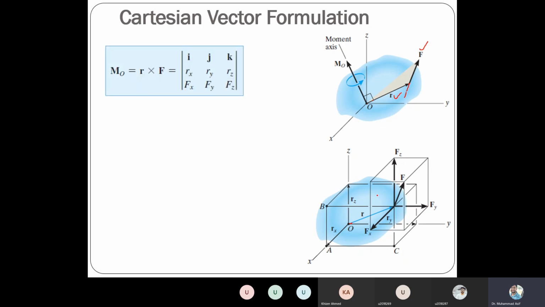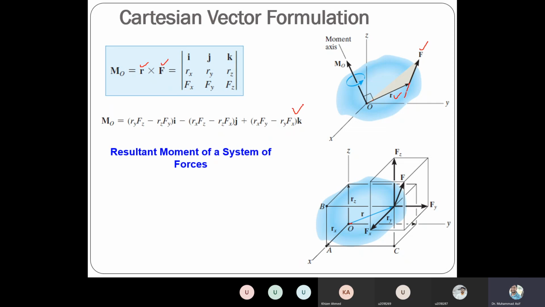So if you take the cross product r cross F, you write i, j, k, and since this is r cross F, first will be the r components rx, ry, rz, then the 3 components of the force, fx, fy, and fz. If you simplify using the method I described in the previous slides, for how to take the cross product, first i, then minus j, then k, you will get this result. And how do we get the resultant moment of a system of forces? There could be a number of forces, and you have to add up the moments.